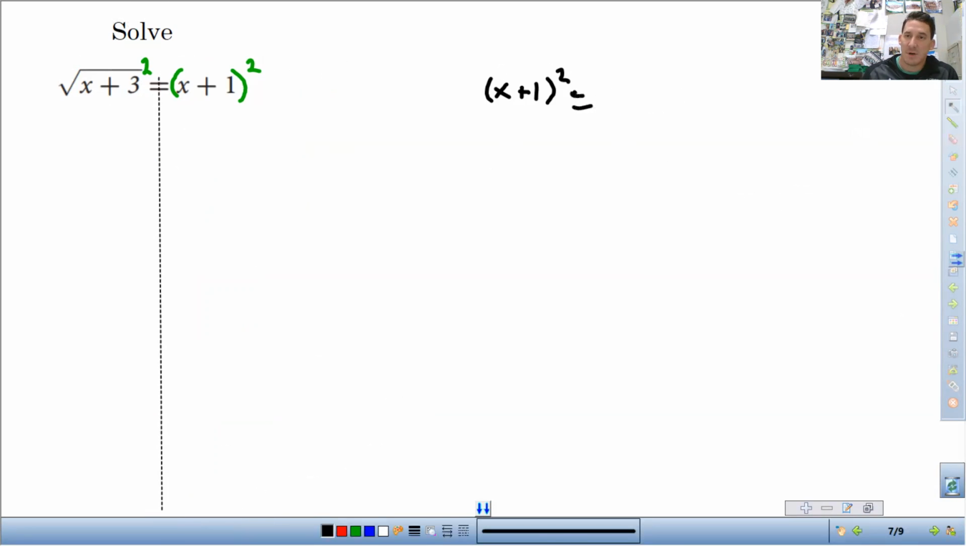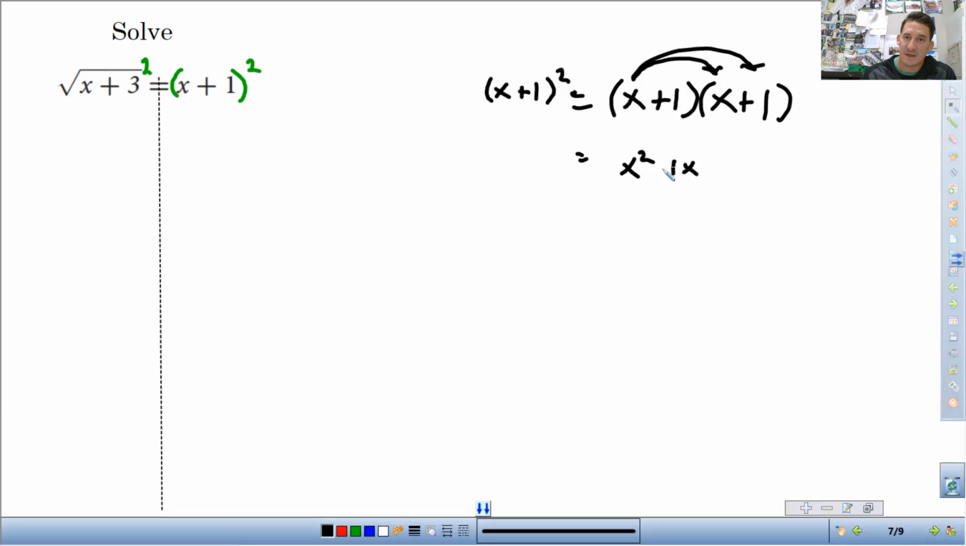So remember, for these, x plus 1 squared, you need to square the binomial. And then from here, you need to distribute the x, then distribute the 1, then combine like terms. So x times x is x squared. x times 1 is 1x. 1 times x is 1x. 1 times 1 is 1. So combine like terms: x squared, 1x plus 1x is 2x, plus 1.